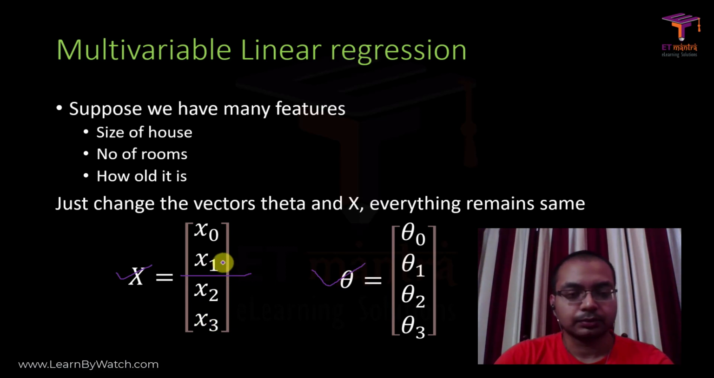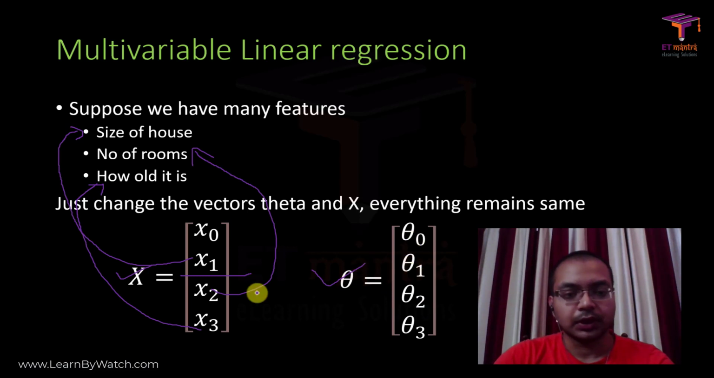Here x1 represents the size of the house, x2 is the number of rooms, and x3 is how old the house is. And since we have three input features, our theta vector will also be updated. So it now goes from theta 0 till theta 3.